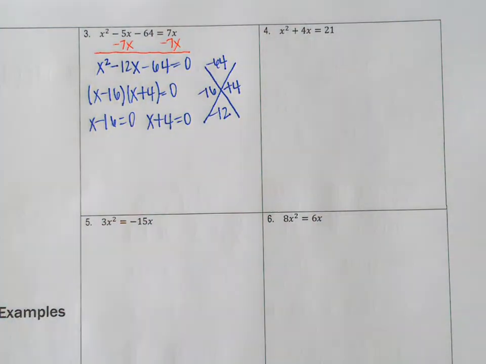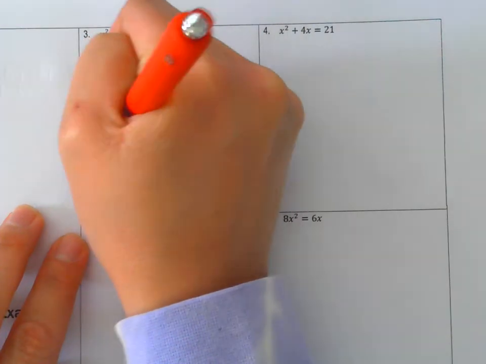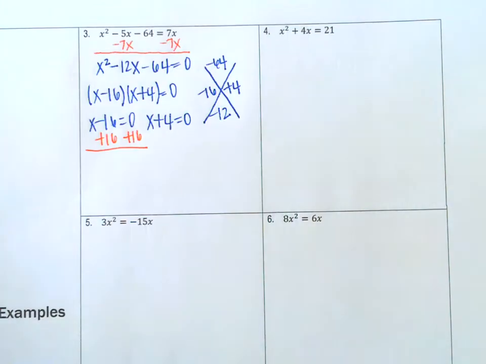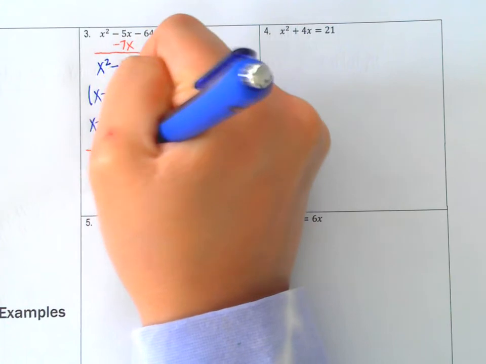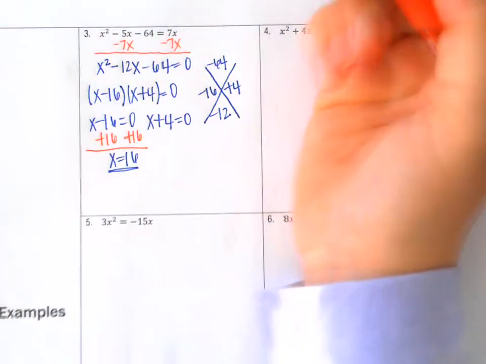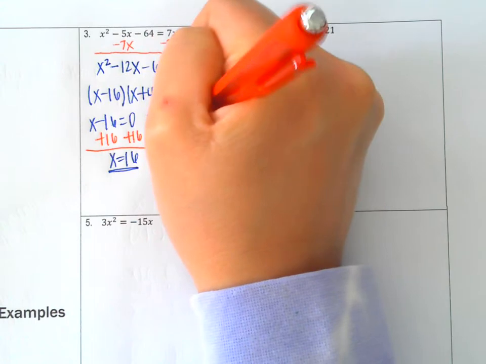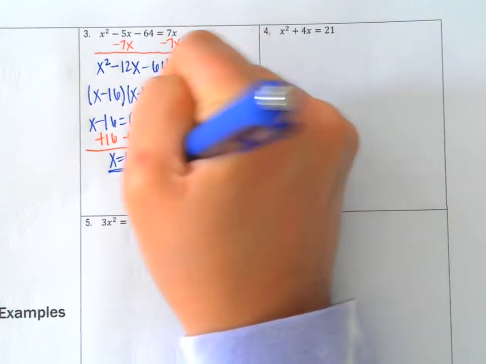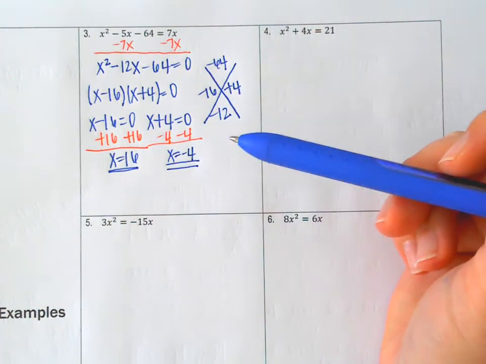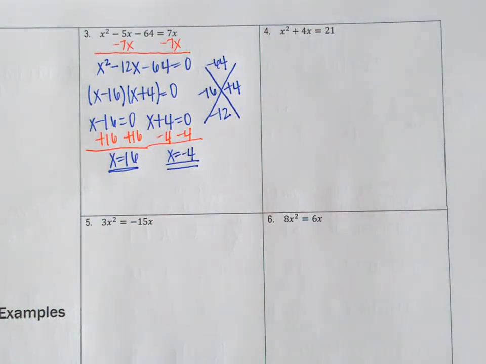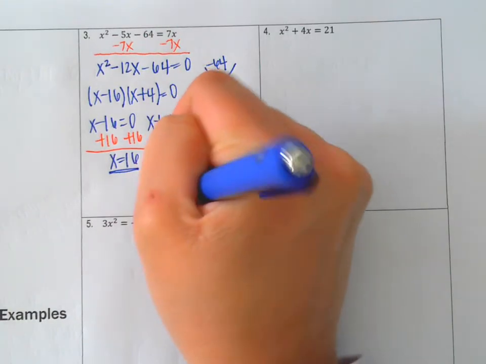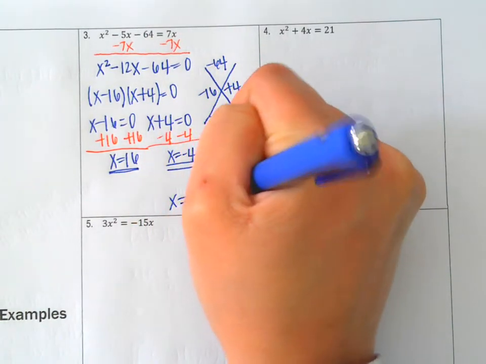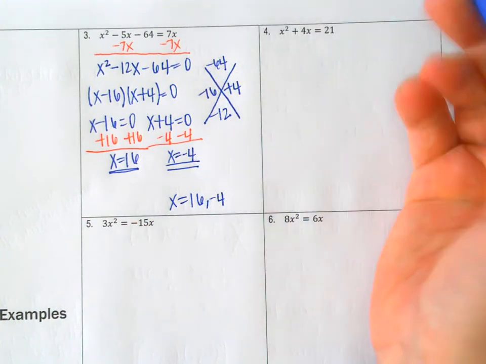I first start by adding 16 to both sides of my equation, and I get x is equal to 16 as one of my solutions. I will go to the next one, subtract 4 from both sides, and I get x is equal to negative 4. Now, in the prior problems, we were writing these as ordered pairs. Oftentimes you won't always see them written as ordered pairs. What you'll sometimes see is just x equals 16, x equals negative 4, or x equals 16, negative 4.